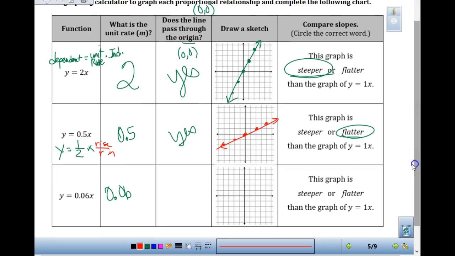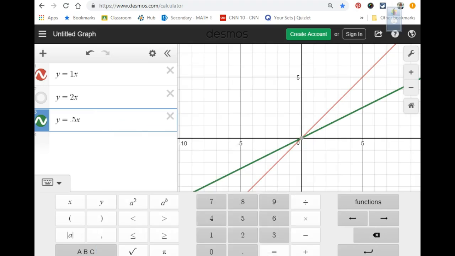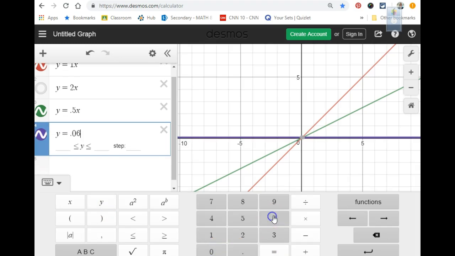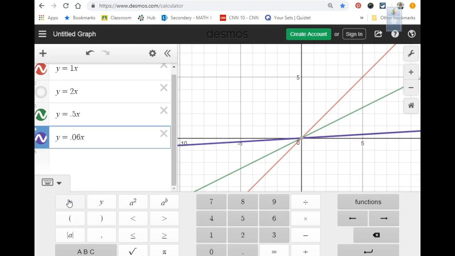And now I want you guys to do that last one on your computer. We're going to keep coming around and checking. So again, maybe you want to leave that 0.5 up so that when you put the last one in, y equals 0.06. Look how when I put 0.06, it's almost on top of 0, right? And now I add the x to it.